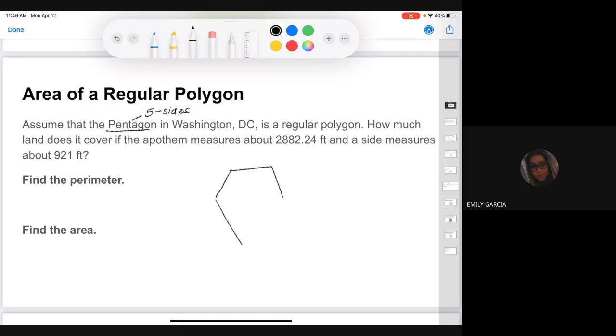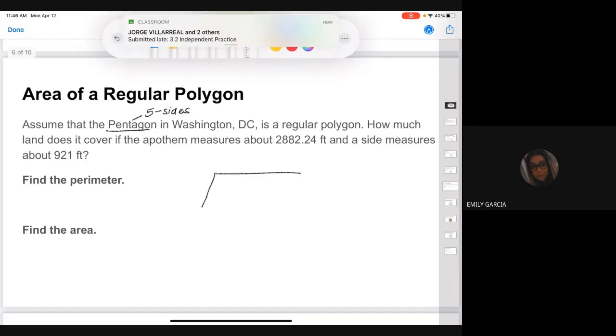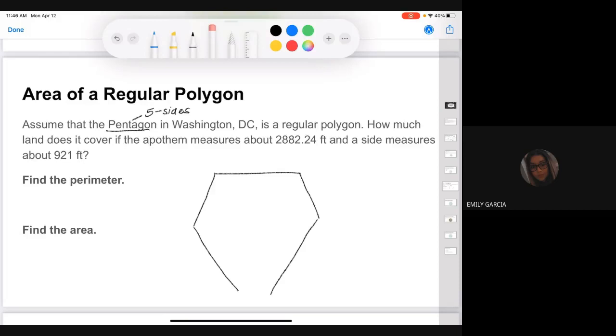I'm going to try. That is not a good pentagon. I'm trying my best. Let me just try one more time. If it doesn't come out right, it doesn't come out right. Okay, that's as good as it's going to get.